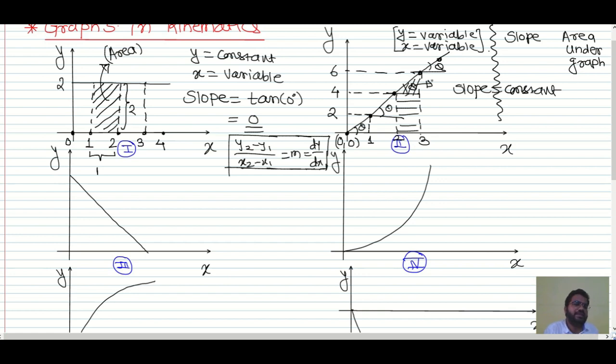Right, triangle area we have is 1 by 2 into base into height, and the rectangle area we have is length into breadth. So I hope this is very simple, right? So likewise you can read the graph. This is the second one.